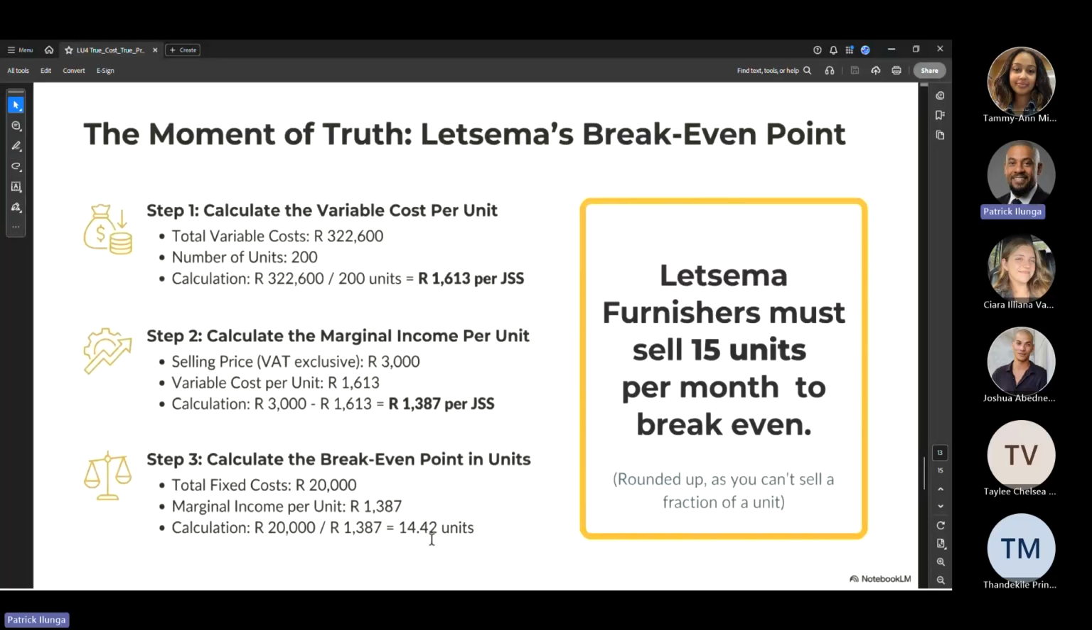So obviously you can't produce half. That's why you always need to round up to the unit. So in other words, if we round up 14.42, it's going to be 15 units. So that will be in your test. So let's see, my furnishers must sell 15 units per month to break even. You can't produce half of a unit and sell it, right? So that's why we need to round up. But we understand, more or less, we need to sell 15 units in order to break even.